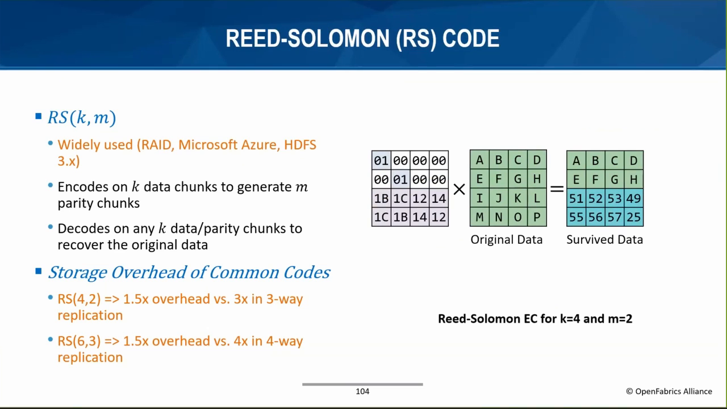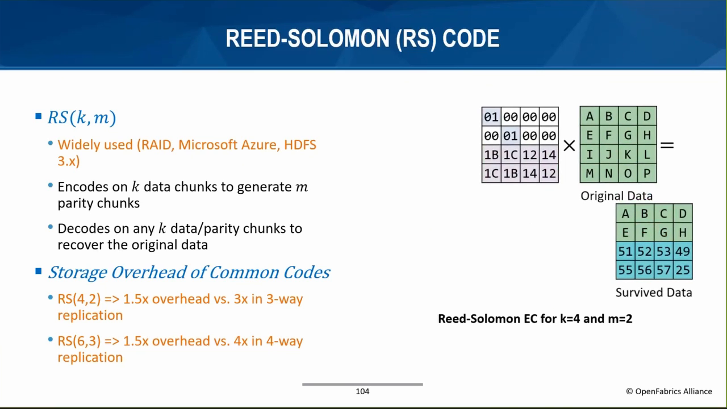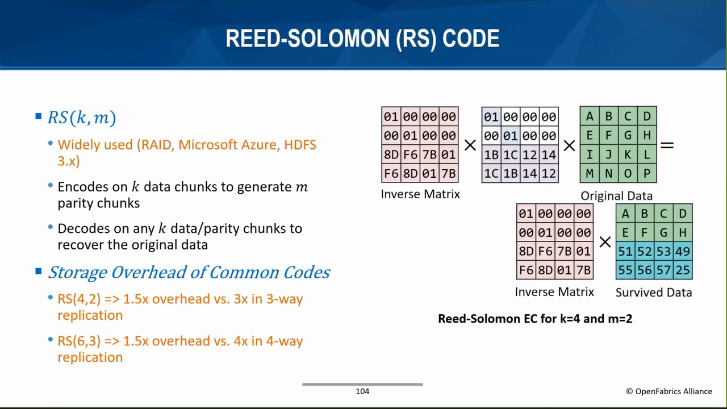Now if we multiply the inverse of the remaining generator matrix on both sides, then the inverse matrix and the remaining generator matrix on the left side will equal the identity matrix.